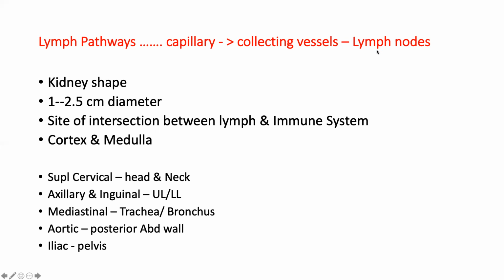Let's talk about lymph nodes. Lymph nodes are kidney shaped. They are about 1 millimeter to 2.5 centimeters in diameter. The lymph nodes are the site of intersection between the lymphatic system and the immune system. Of course, the lymph node accepts all the lymph draining from the lymphatic vessels coming into it, and it is going to filter this lymph. At the same time, in the lymph nodes, we have T lymphocytes and B lymphocytes, which are part of the immune system.